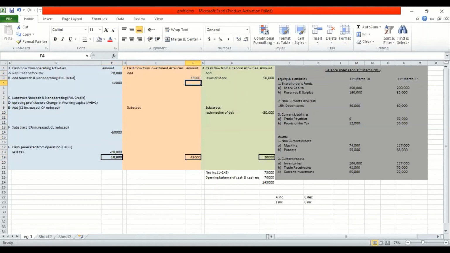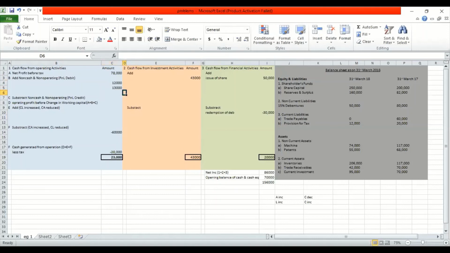Patents. What happened to patents? Patent is an intangible asset. From 68, it has gone down to 55. What did I tell you? When it comes to intangible assets like patents and goodwill, if it goes down, it means it is amortization. Amortization is again a non-cash item. So you just have to write it over here, in your net profit, after your net profit.